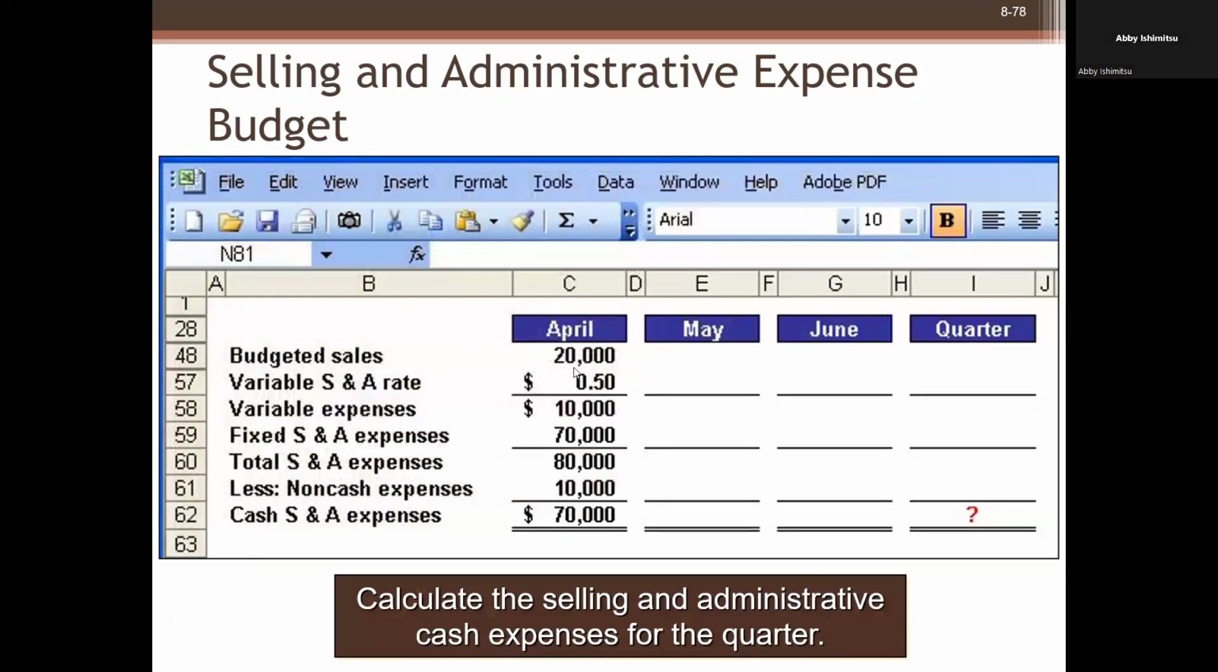All right, so budgeted sales, where do we get that information from? The sales budget. Variable selling and administrative costs, 50 cents. So now we know our variable expenses. Fixed expenses, 70,000. Total 80,000. And then these last two lines, we're going to use them later for the cash budget. Subtract the non-cash expenses, leaving us with cash outflow of 70.